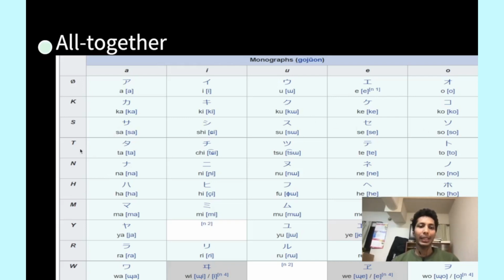Next is ta line. Now you remember the exceptions here. Yep, you are right. We have 2 exceptions, here and here: chi and tsu. So ta, chi, tsu, te, to.